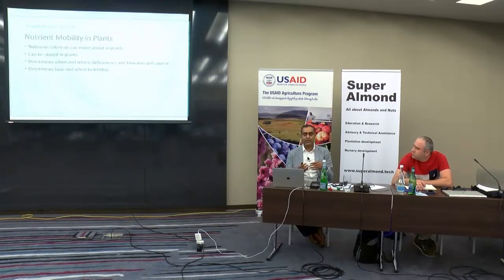Some nutrient elements can move freely in the plants from one place to another and back to the first place. We can call them the mobile elements. Some other elements we call immobile because they can move from the soil to the target tissue, for example the leaves, and then they stay there. They cannot move back from the leaves to the branches and other parts of the tree. So they would be defined as immobile nutrients. And the nutrient management for mobile and immobile nutrients is really different.